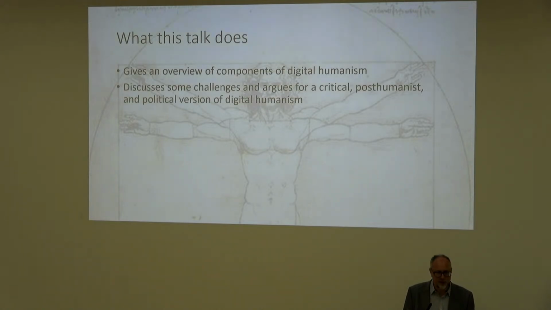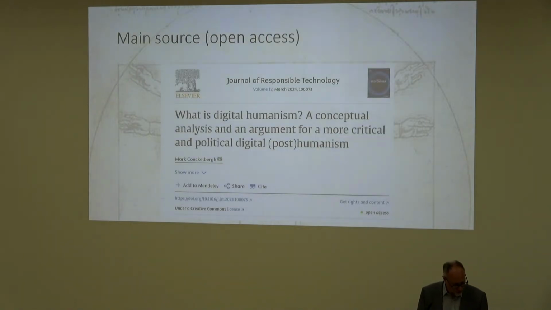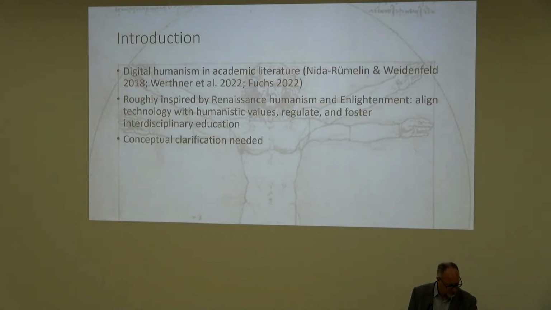Generally this topic connects with questions about how we can develop artificial intelligence in a responsible way. How can we do it in an ethical way? So digital humanism is one concept that I think can help with this. The details you can read in this article if you're particularly interested in the topic, but I'll give you a good overview. So first of all, digital humanism is there in the academic literature.